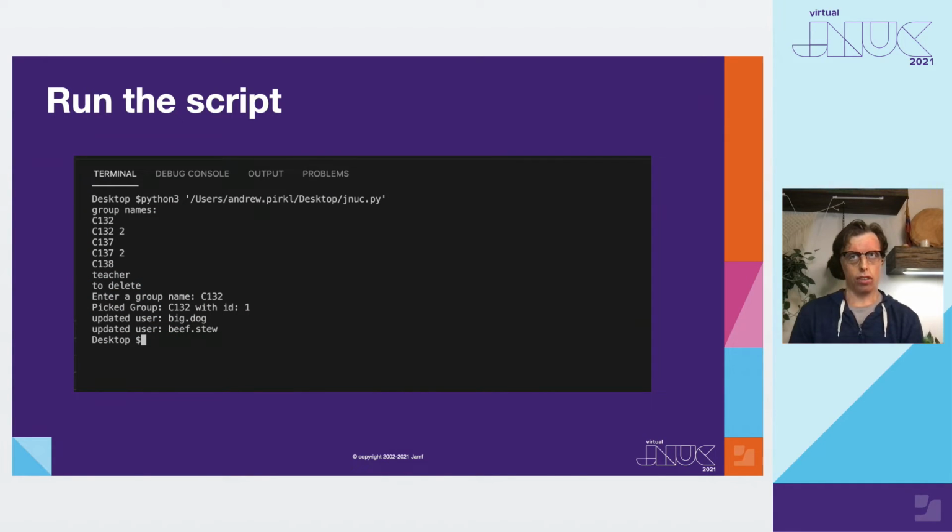Here's an example of the script output. As the script runs, it prints out the available groups. Once a group is chosen, it loops through the users in the group and updates the password.